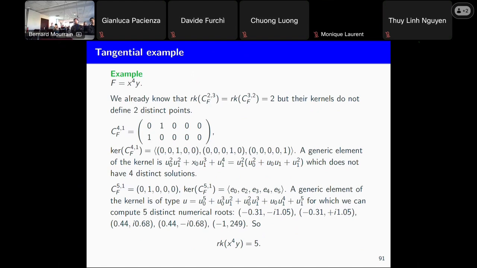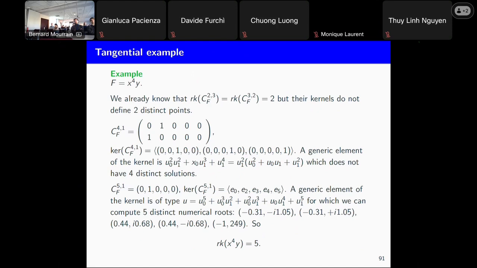Okay. So I go for the next catalecticant, that is C32, and I'm just telling you that you won't find the right number of distinct points in this catalecticant. Let's go for the next one, C41. C41 is this matrix here. And in this matrix, I look for the kernel, and this is the kernel.